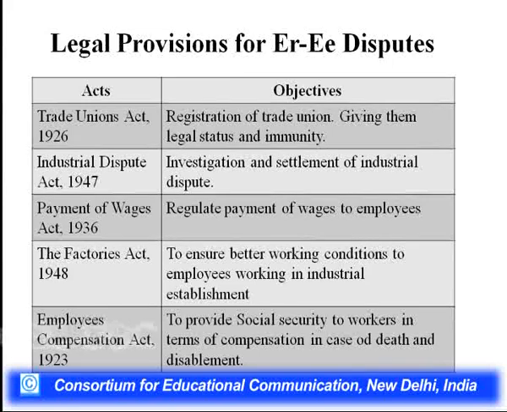So these are some of the legal frameworks, that is, the acts enacted, which have a different set of objectives in terms of resolving disputes. One is the Trade Union Act 1926, which helps in registering the trade union and giving it legal status and immunity. In case any dispute arises, it is termed a legal entity and can pursue any legal case against the organization.